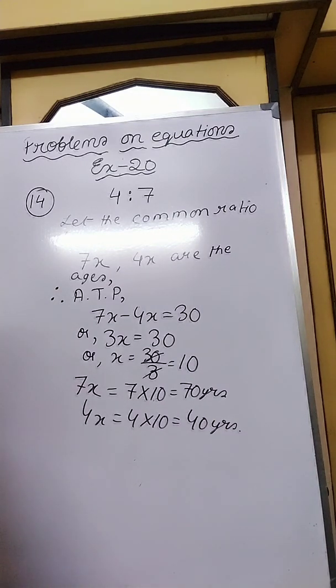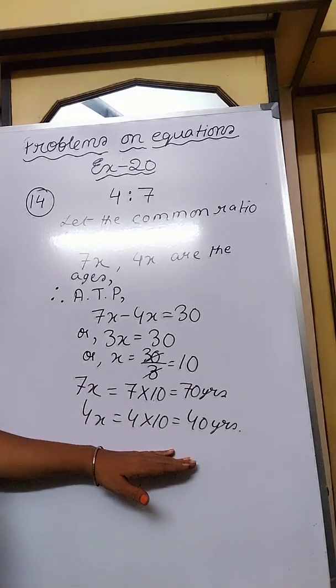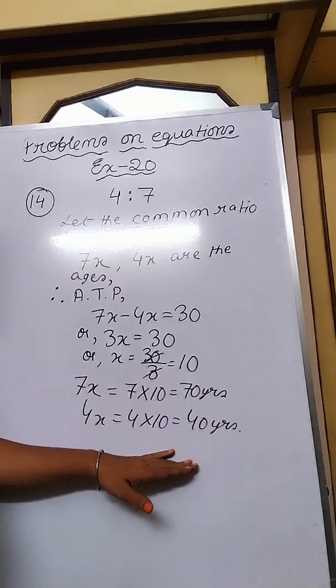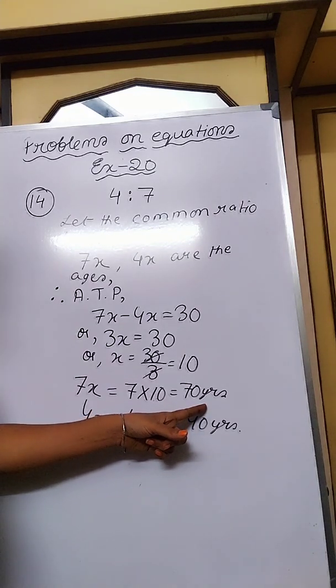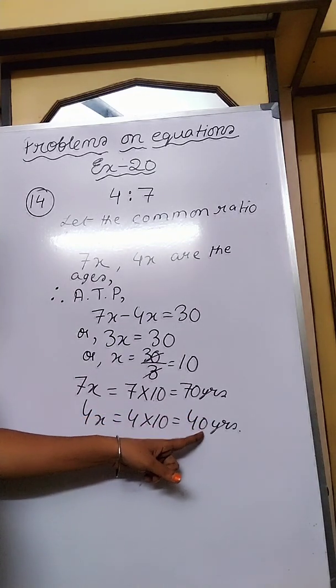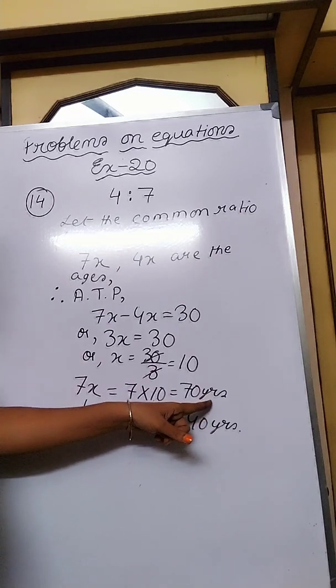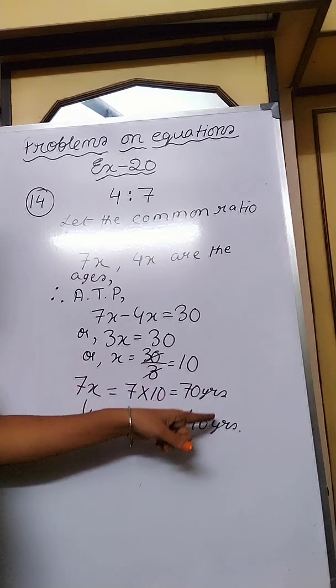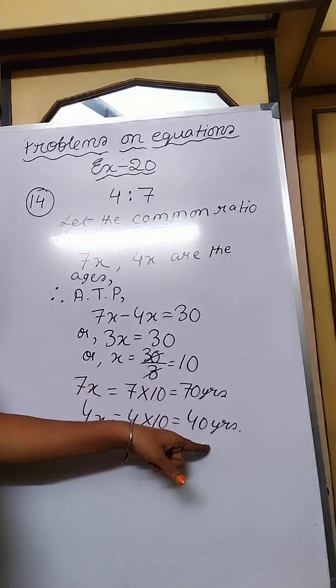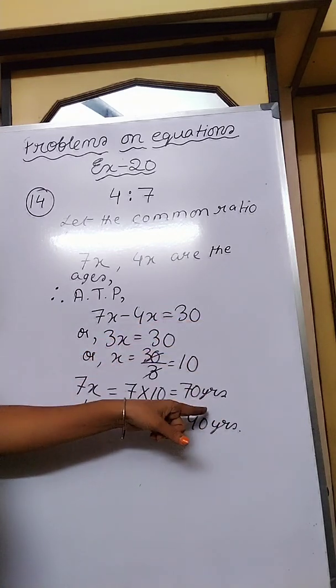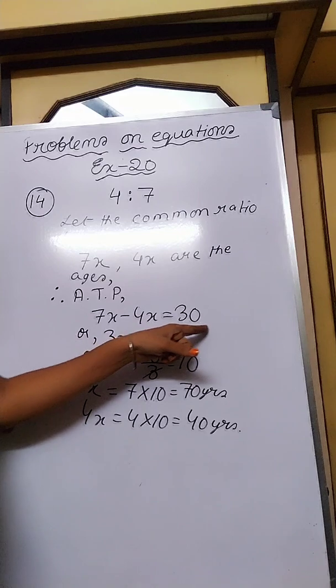What is asked in the sum is the sum of their ages. Now you have found out the individual ages of the two persons. One's age is 70 years, another's age is 40 years. So you can see the gap between the two ages, 70 years and 40 years, is 30 years. That was given here. 70 years minus 40 years is 30 years.